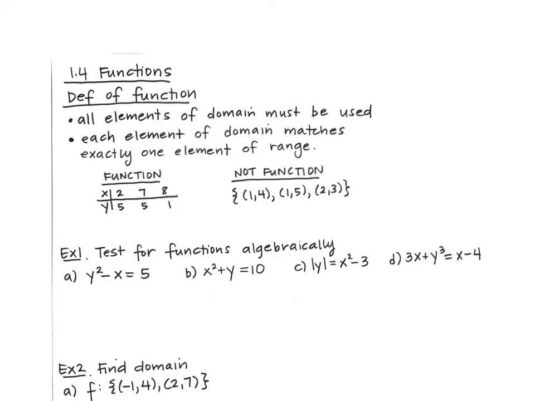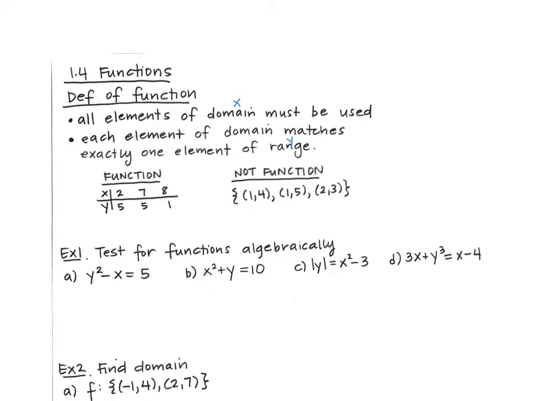1.4 is on functions. So the first thing in 1.4 is the definition of a function. For a function, all elements of the domain must be used. If you recall, domain is the x, so all of the x values must be used. Each element of the domain, or the x, matches with exactly one element of the range, which is the y values, okay?